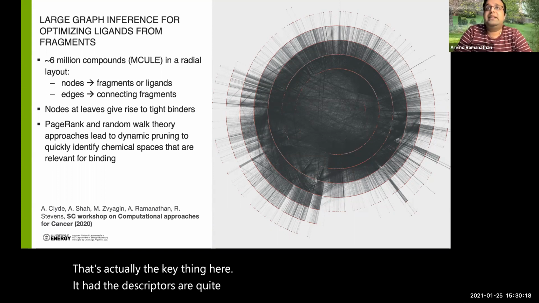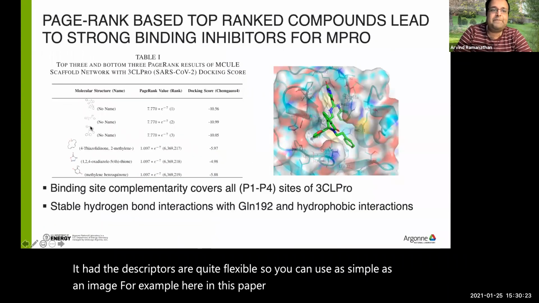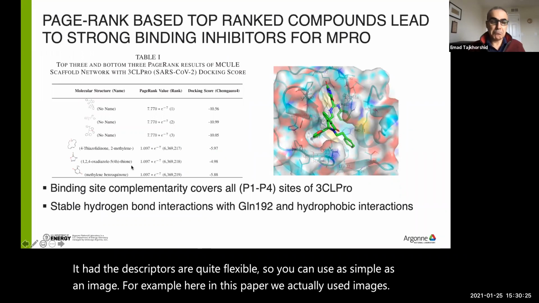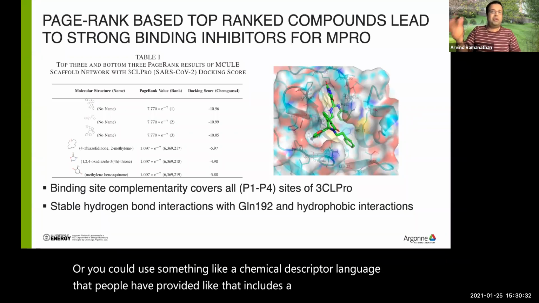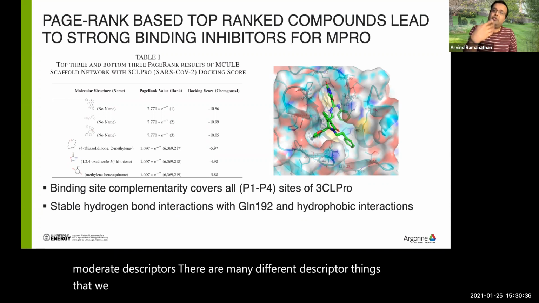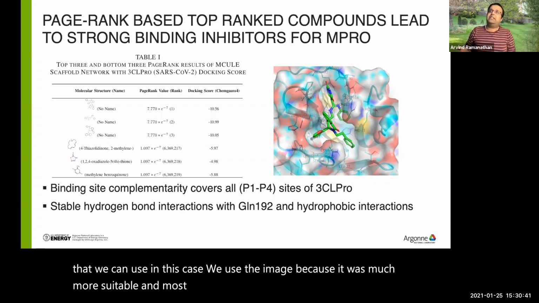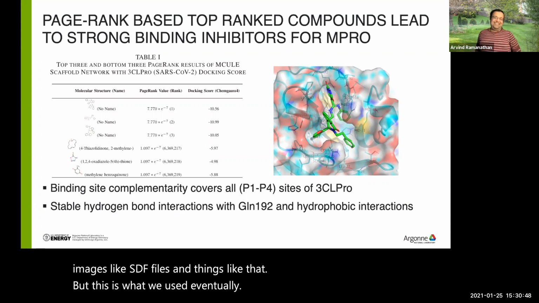So you can use something as simple as an image. For example, here in this paper, we actually used images. Or you could use something like a chemical descriptor language that people have provided, which includes the fingerprints or the molecular descriptors. There are many different descriptors that we can use. In this case, we used the image because it was much more suitable, and most docking programs are good with these inputs, like SDF files and things like that. But this is what we used eventually. Thank you. That's actually a great question.